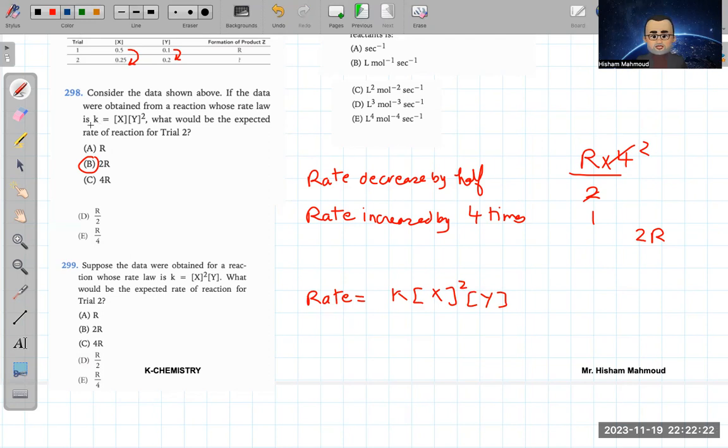I'm just wondering why he's putting the K outside here every time. Did you notice that? He's saying rate and then he's putting the K on the other side. So I don't know what is the meaning of what he's doing.